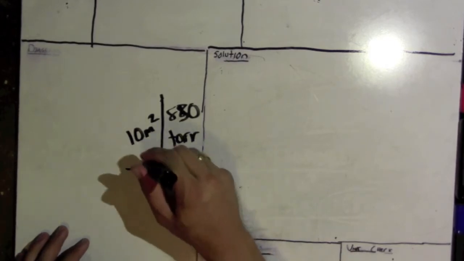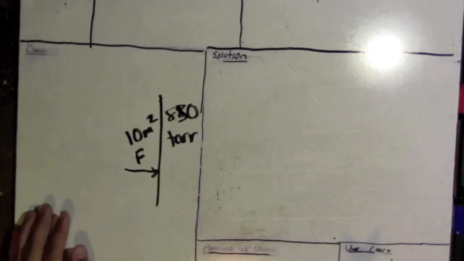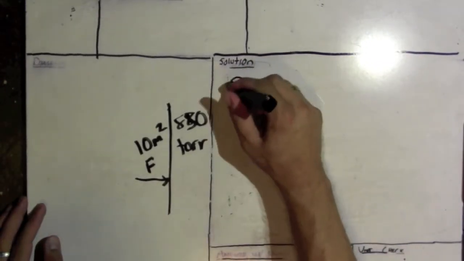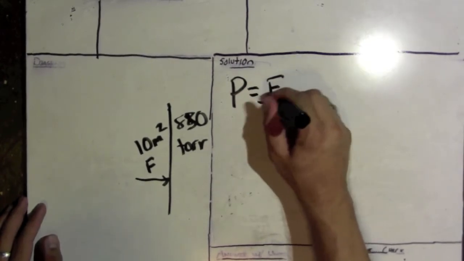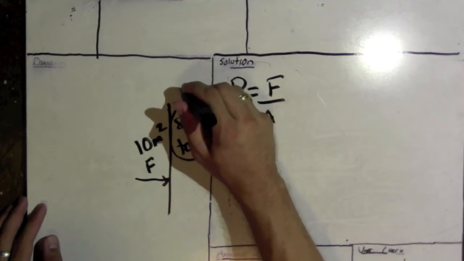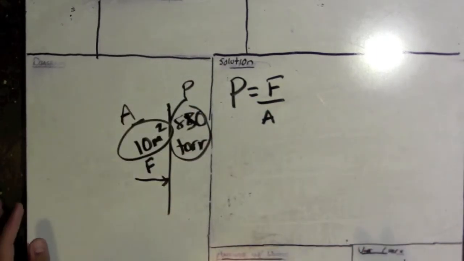So we want to figure out how much force there is due to the molecules colliding with the side of the container. So what we're going to do is say, okay, pressure is equal to force divided by area. I already have this. This right here is a pressure because it's measured in torr. This right here is an area because it's in meters squared.